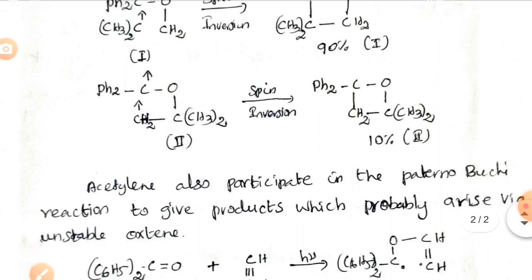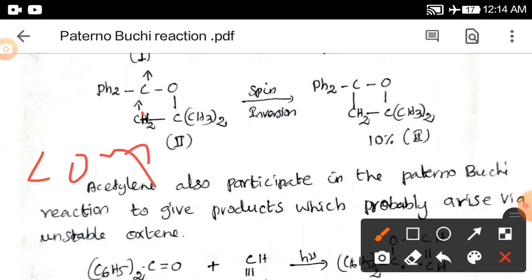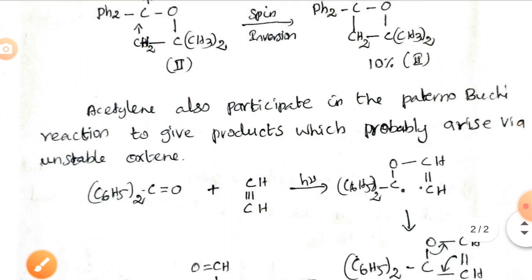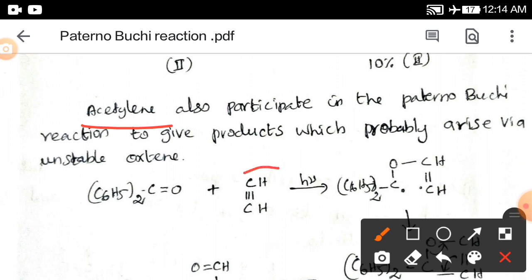Then we go for one complication. We are expecting the cyclic product, so one complication will be there. We are already studying carbonyl compound with olefins. The reaction proceeds through carbonyl compound with olefin. From the olefin point of view, we are now considering acetylene, that is CH triple bond CH. They are telling that acetylene also participates in the Paterno Buchi reaction to give a product which probably arises via an unstable oxetane. It is giving a product, but the oxetane will be unstable.